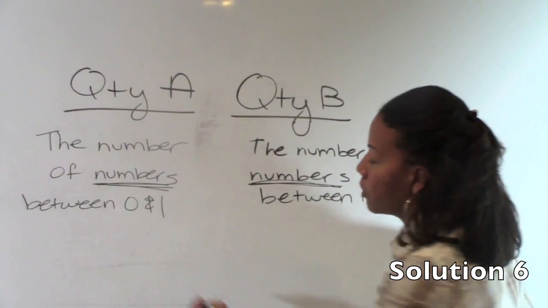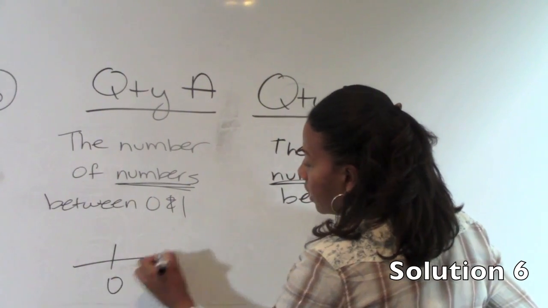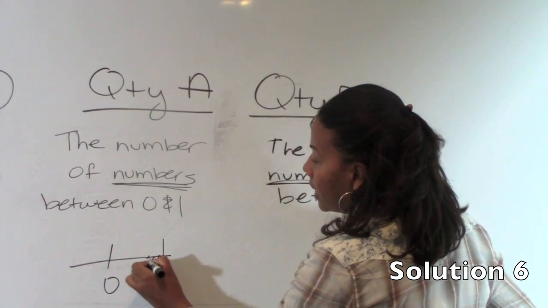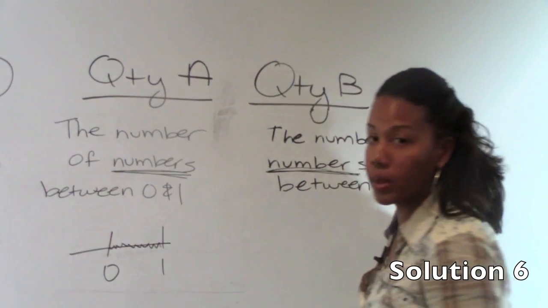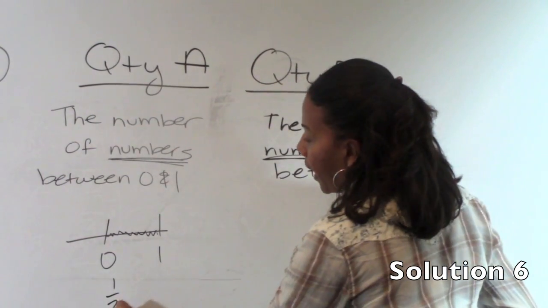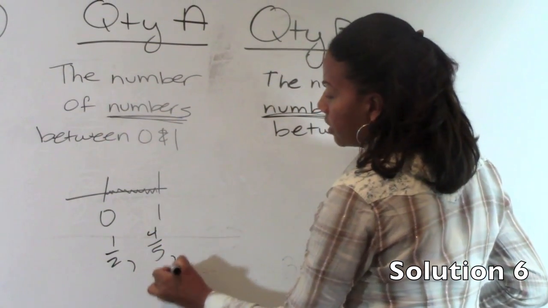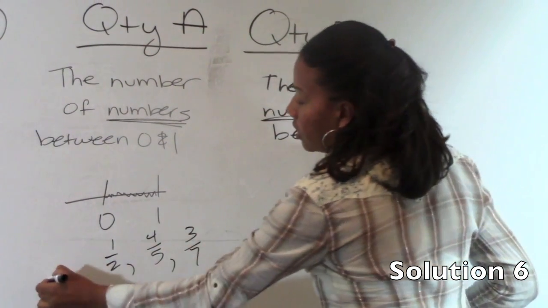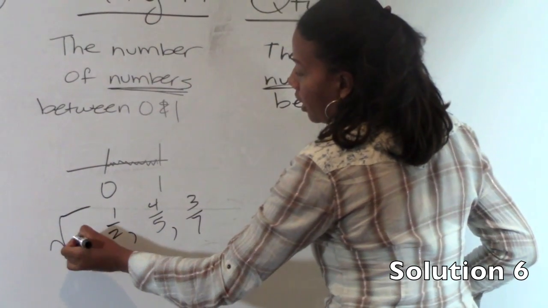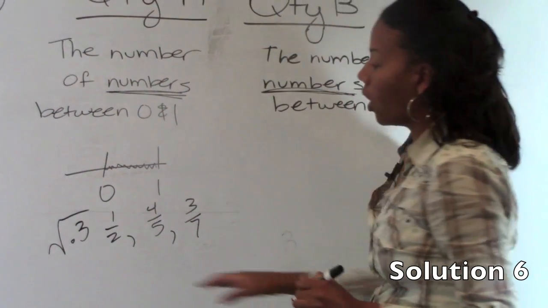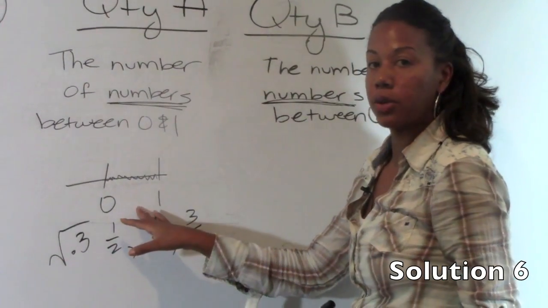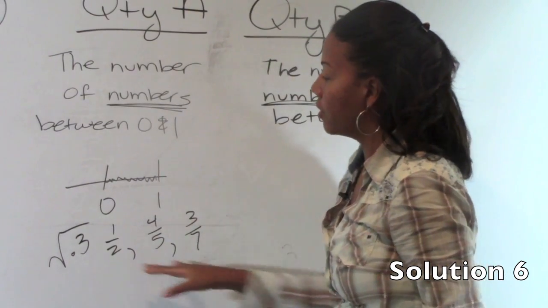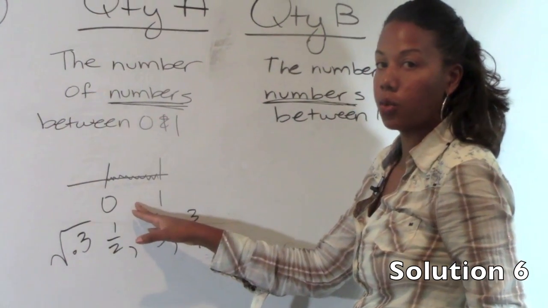So the number of numbers between 0 and 1, if you think about our number line, would be anything that falls in here between 0 and 1. So it could be 1/2, 4/5, 3/7, the square root of 0.3. All of these values are going to fall between 0 and 1, and there are an infinite number of numbers that fall between 0 and 1.